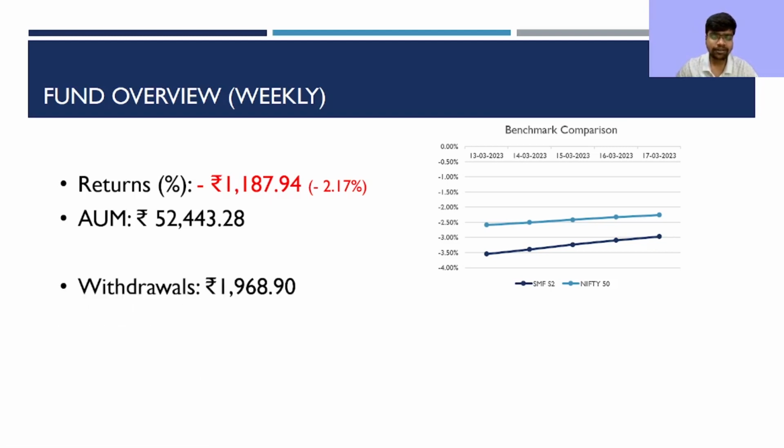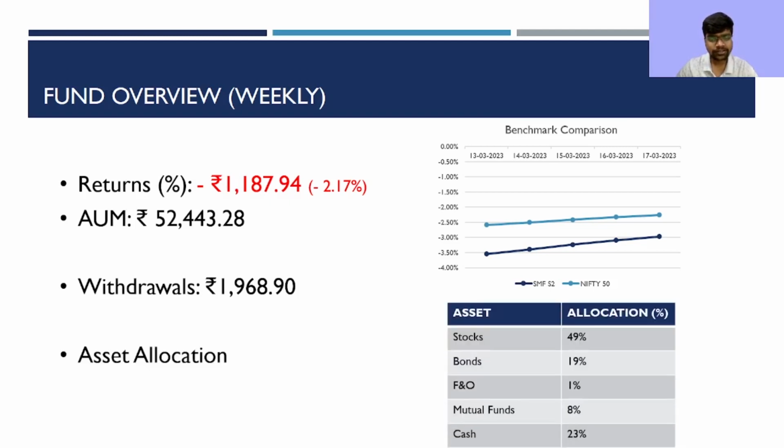And next we can see that a withdrawal of 1968.9 rupees has been made, and this is a withdrawal from one of the mutual fund holdings. The reason was to decrease our holding in that fund and change the allocation. And coming to our current asset allocation, we can see that 49% of our assets are in stocks, 19% in bonds, 1% in futures and options, 8% in mutual funds, and we have 23% of cash holdings.